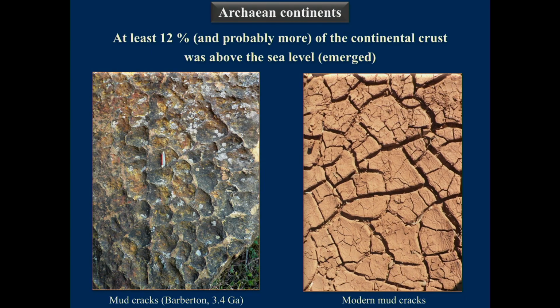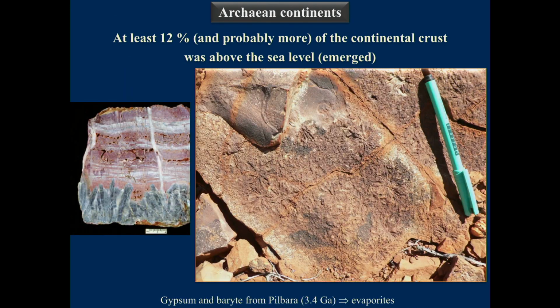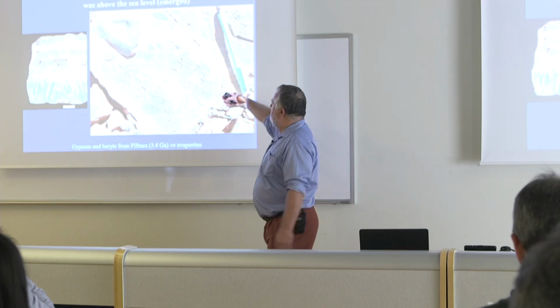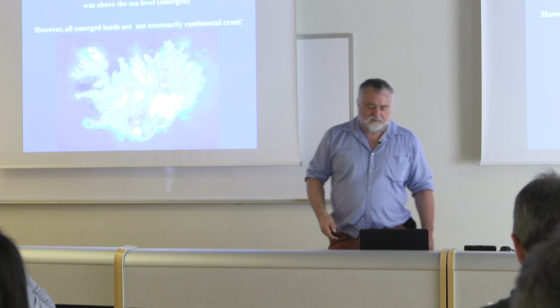But we have evidence of emerged continent. So this is today, but this is during the Archaean, mud cracks. This is what we find in ponds after evaporation of water. The sediments, the mud cracks, so we can have this kind of thing. We can find, so this is in rocks at 3.4 billion years, some evaporite with gypsum and barite crystals here in these rocks. So evaporite is a result of evaporation of water, just like salt in seawater. So this indicates that some parts of the continent were emerged.